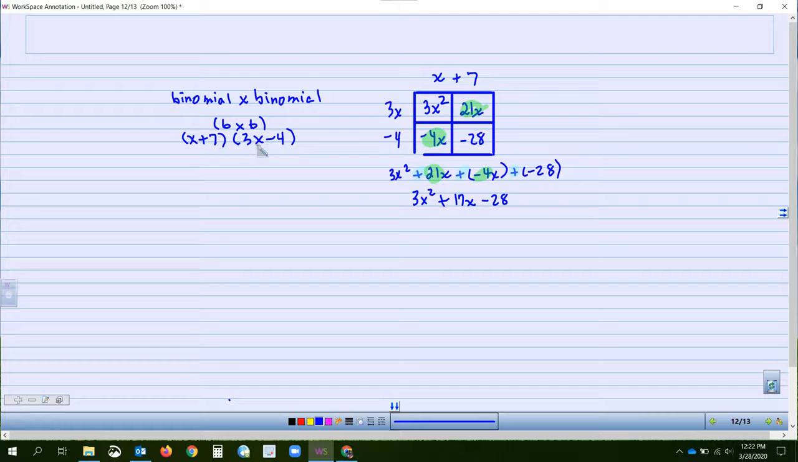So in this case, a binomial times a binomial gave us a trinomial. And that usually will be the case, but later on you'll learn a special case, which we call a difference of squares, where a binomial times a binomial turns out to be a binomial.